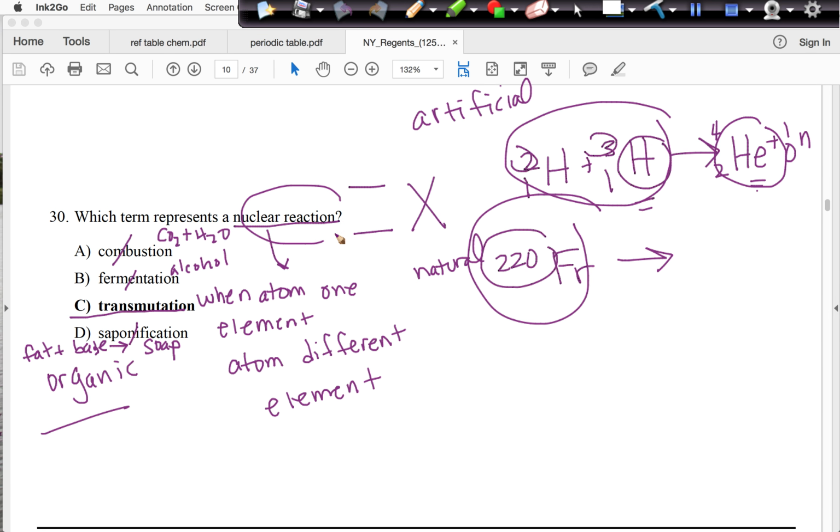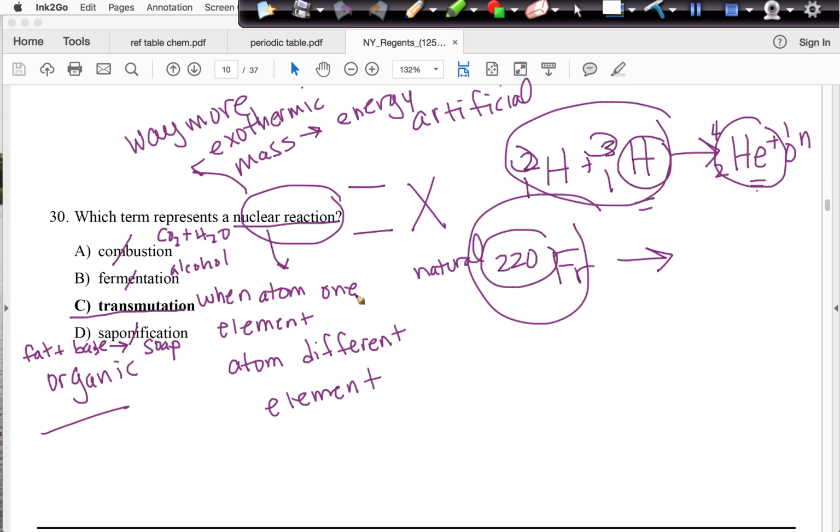Also, for any nuclear reaction, they give off way more energy. So they are way more exothermic than regular chemical reactions, because a small amount of mass is converted into energy. And that mass to energy conversion, a very, very small amount of mass deficit, will give us a huge amount of energy given off.